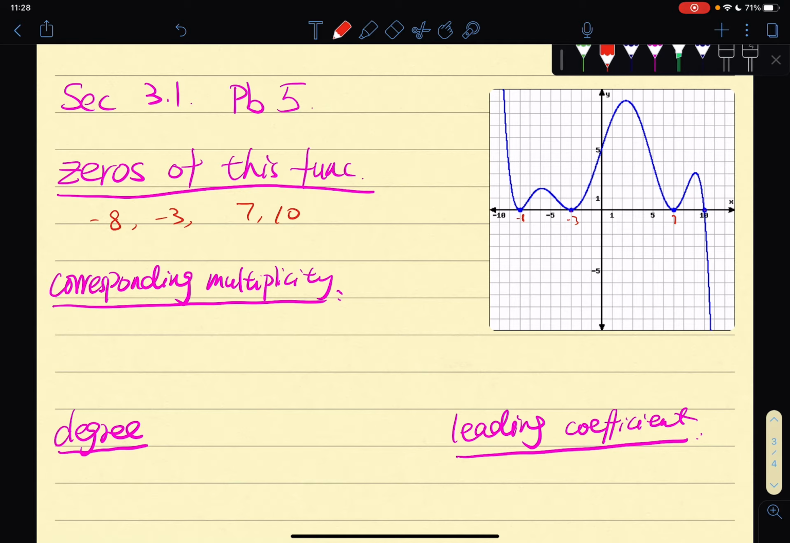So correspondingly, you may realize that at the points of 7, -3, and -1, all those functions bounce back to the same side of your x-axis. So they have even multiplicity. I can't really tell whether it's 2 or 8 or 10 or something like that. I only know it's even. But at the point of 10, it actually goes across the x-axis. So you have the odd multiplicity.